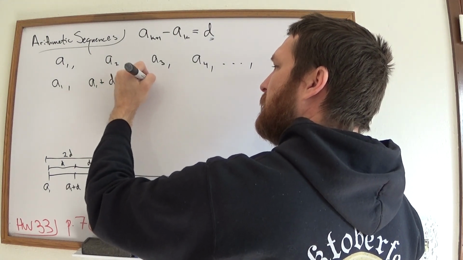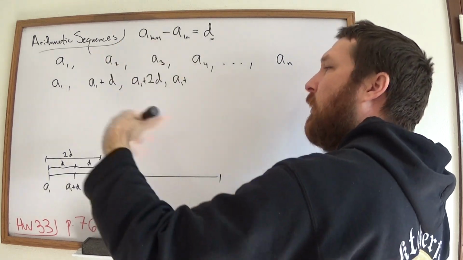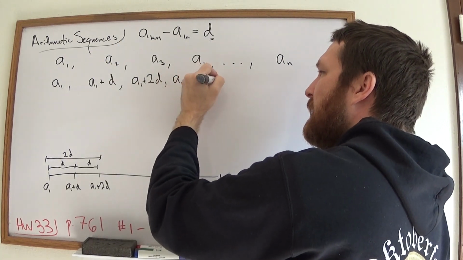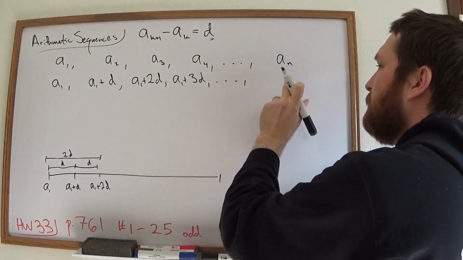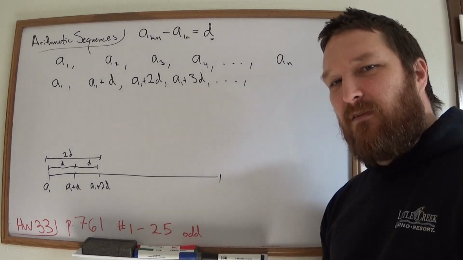So A3 would be A1 plus 2D. The next one would be A1 plus one more of them, which would be 3D. Now here's the question. AN, what's the formula for AN? Pause it and figure it out.